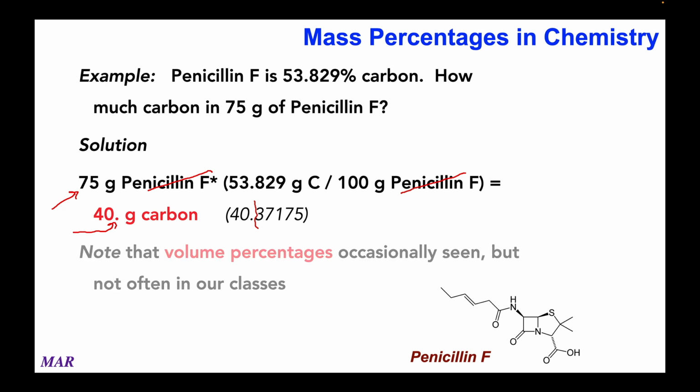Chemistry, gotta love it. Once in a while, a volume percentage is used. So like in 100 milliliters, you'd have 53 milliliters of carbon or something like that. Not as common, all right? And especially not in our classes. Most of the time in this class, you can just assume that they are mass percentages based on grams. So if you see percentages, unless I tell you otherwise, just assume that they're grams based, not milliliters or something like that.